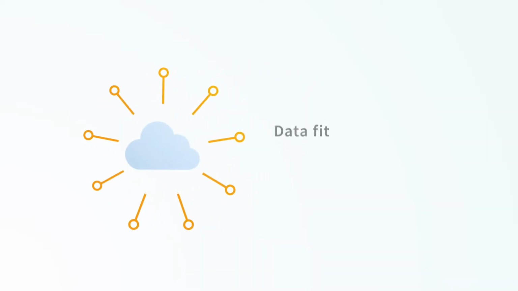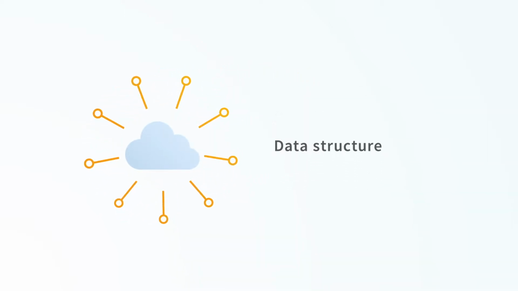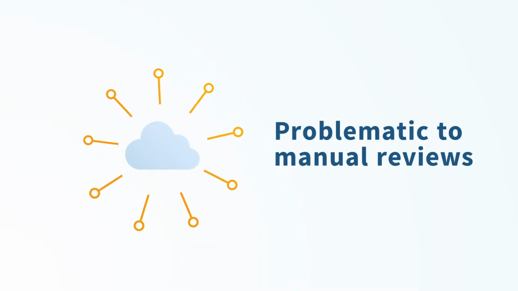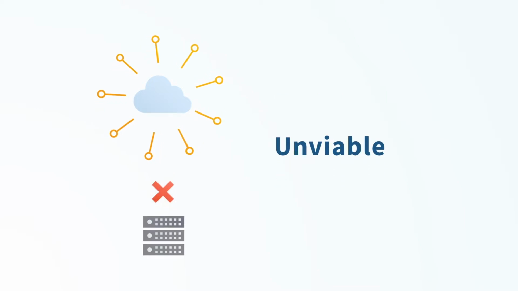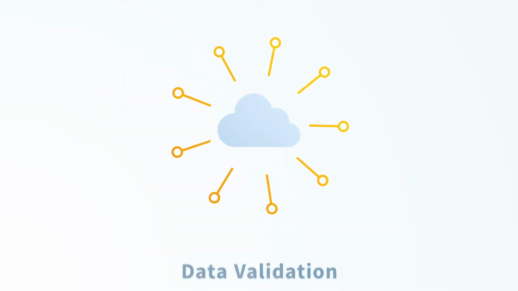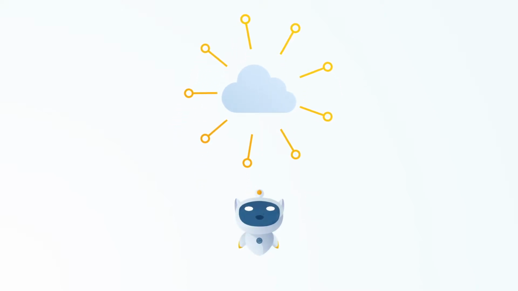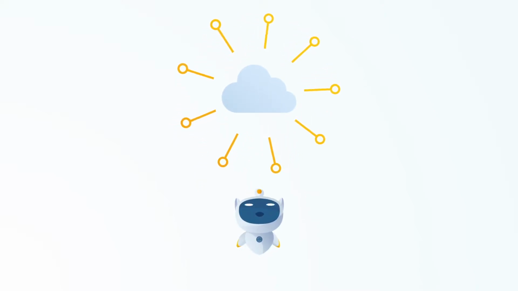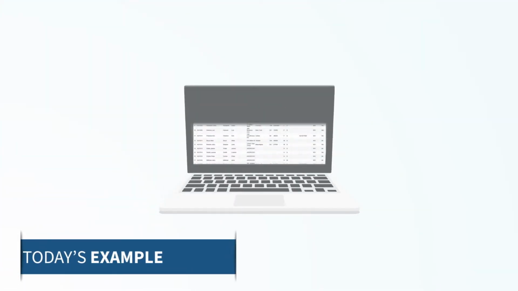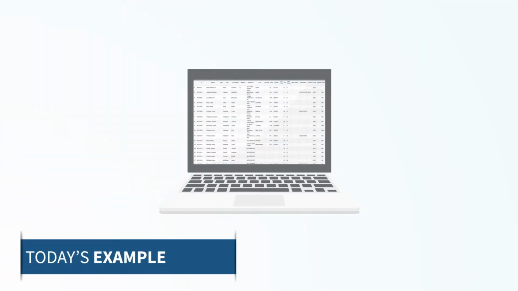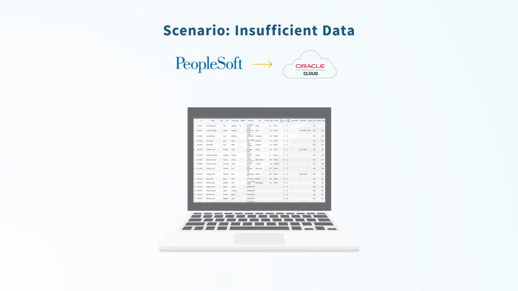And complexity layers within data conversions such as data fit, source systems data structure, and logic can often be problematic to manual reviews or even make the migration attempt unviable. In this demo, we'll be focusing on the data validation process using robots to review and validate the data extracted prior to conversion. We will use a sample data set representing a scenario where we have insufficient data for the migration of on-premise PeopleSoft to Oracle HCM Cloud for today's demo.